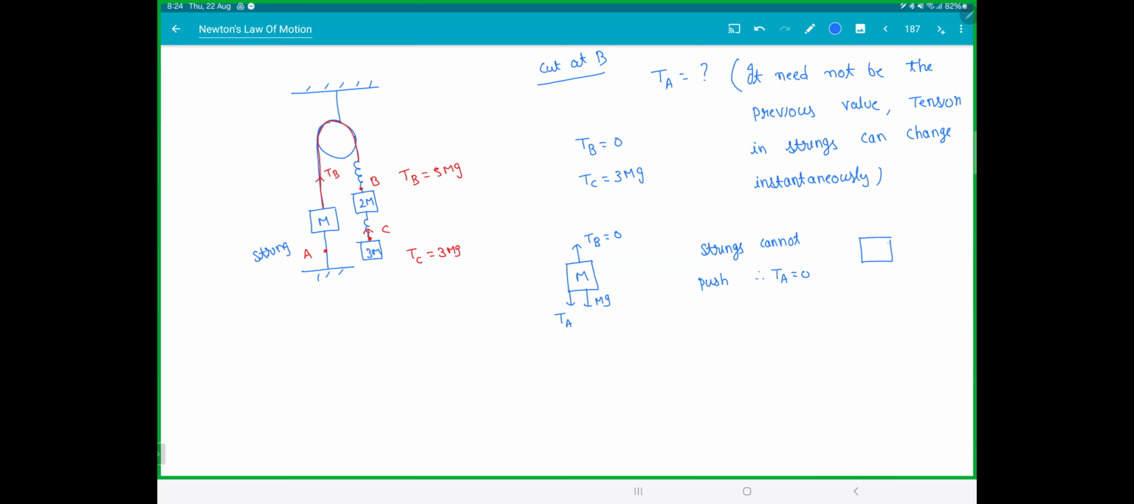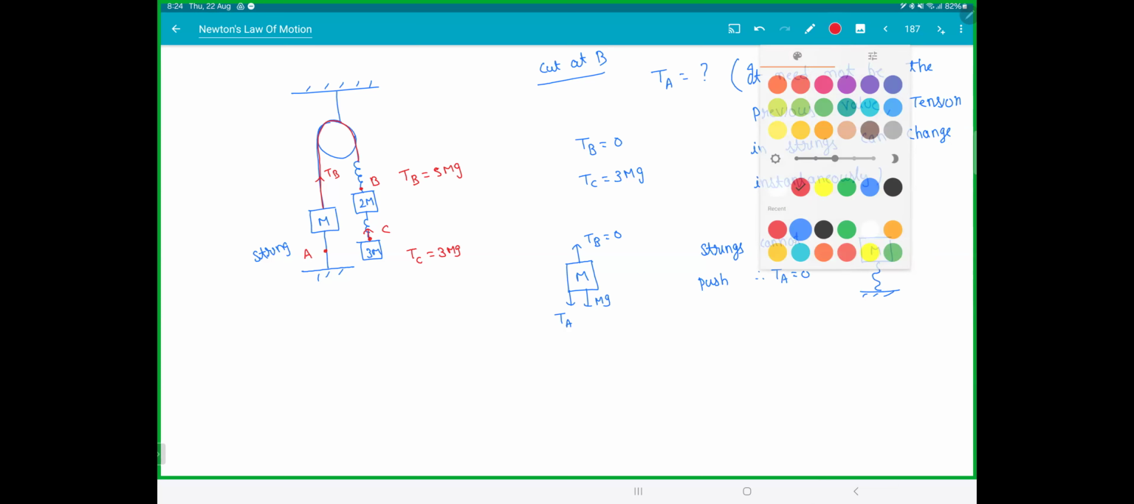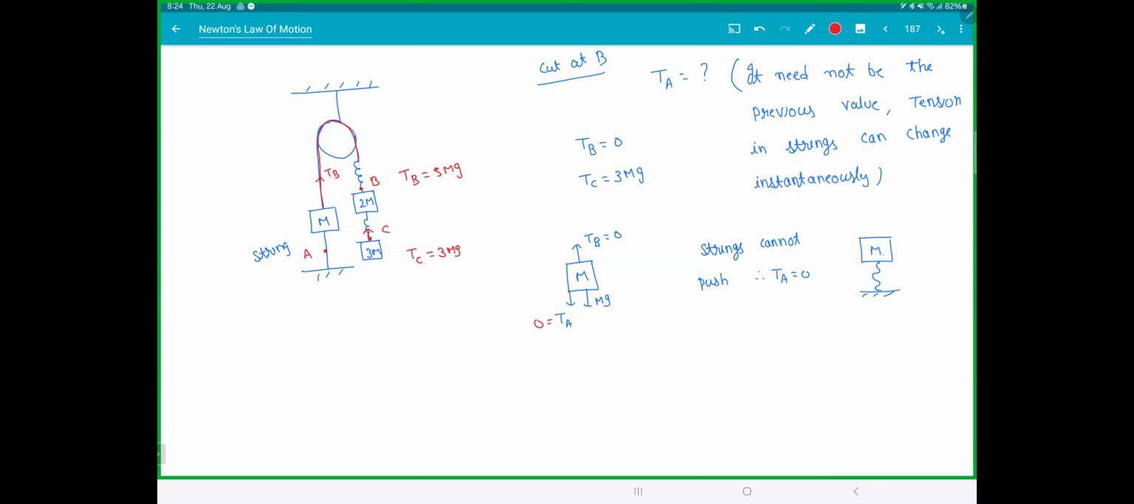This is what will happen. The moment the upper part is cut, the A block will try to come down. The string here will become loose like this. So TA becomes 0. That's the reason tension is 0 here. And the only force acting is mg. So this block will have a free fall, a is equal to g.